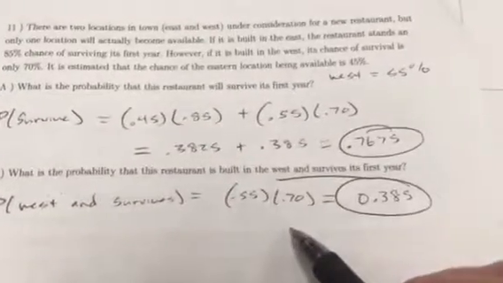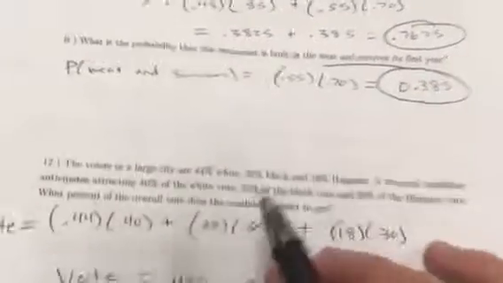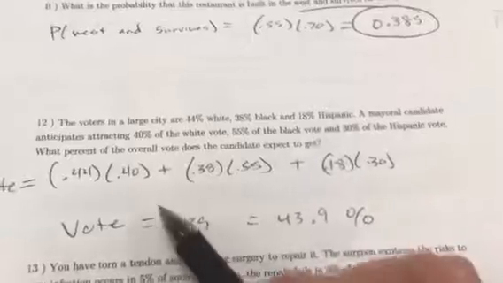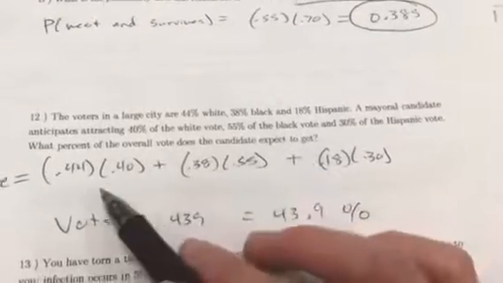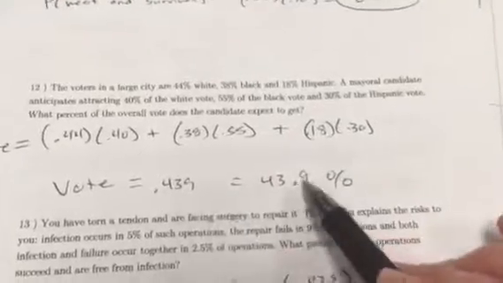What's the probability it is built in the west and survives? That's literally that right there. The voters in a large city, they're the demographic percentages. Those are the votes, 44% times 40%, and so on. Okay, 43.9% of the vote.